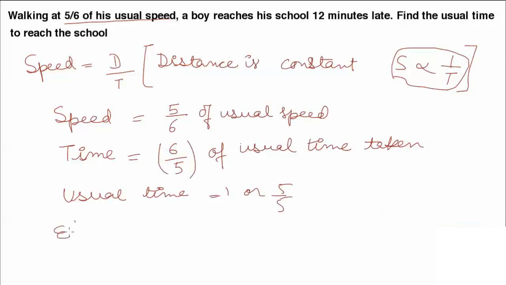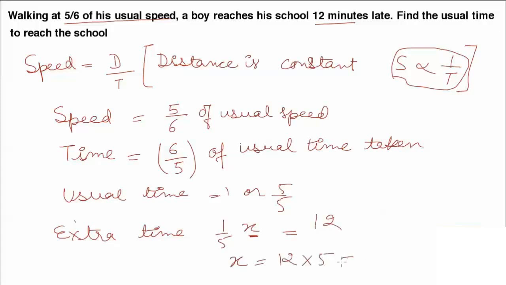So what is the extra time he's taking? Extra time is 1/5 of usual time, and for that extra time he's taking 12 minutes extra. So 1/5 of usual time, we take x as usual time taken, 1/5 of x is 12 minutes, and the usual time comes out to be 12 multiplied by 5, so that is 60 minutes or 1 hour. So 60 minutes is our answer. The boy usually takes 60 minutes to reach his school, and that is our answer.